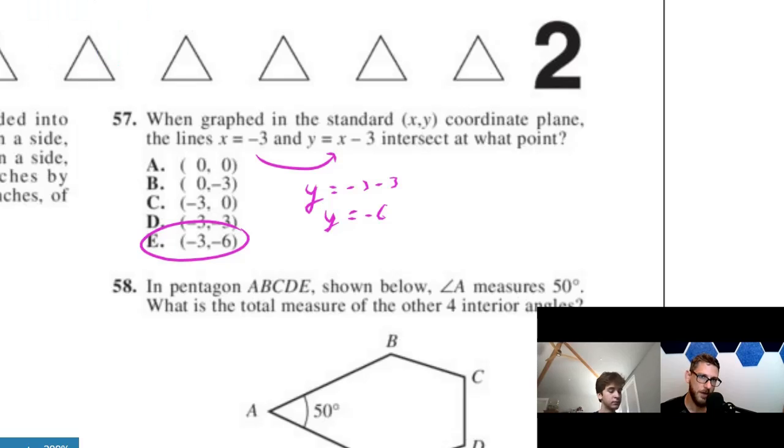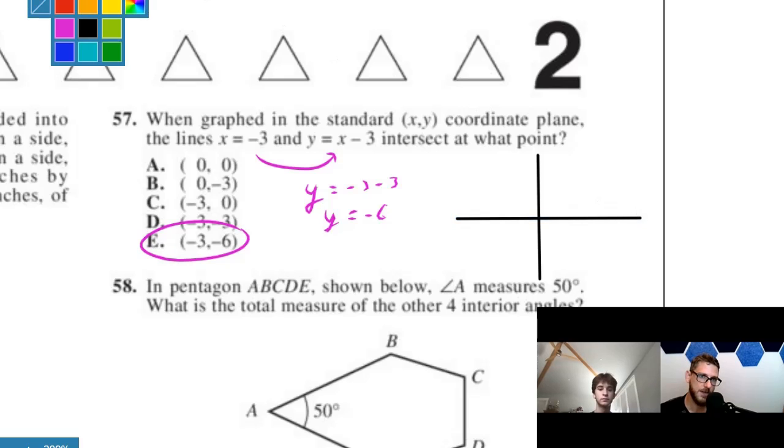Just for clarity, let's draw it so we know what we're doing here. So the first equation, x equals -3, looks like this, a vertical line at -3, right? Do you know why it's a vertical line? Because there's no y value. So there's no slope.